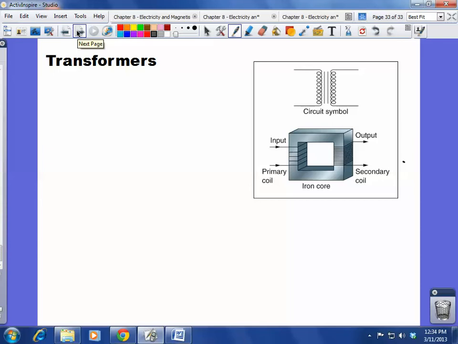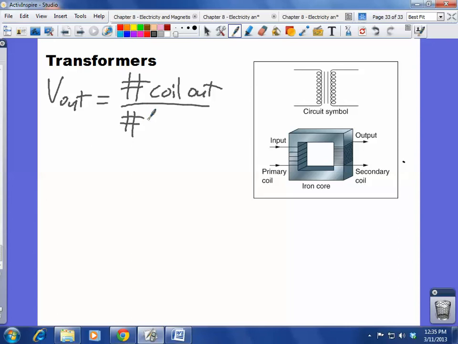A transformer is really not a very complicated device. In the middle of each of those transformers is this iron core. By changing the number of times you wrap this wire around your input side and the number of times you wrap it on the output, you change the voltage. So the voltage out of any transformer is just going to be equal to the number of coils going out divided by the number of coils going in, all multiplied by that input voltage.